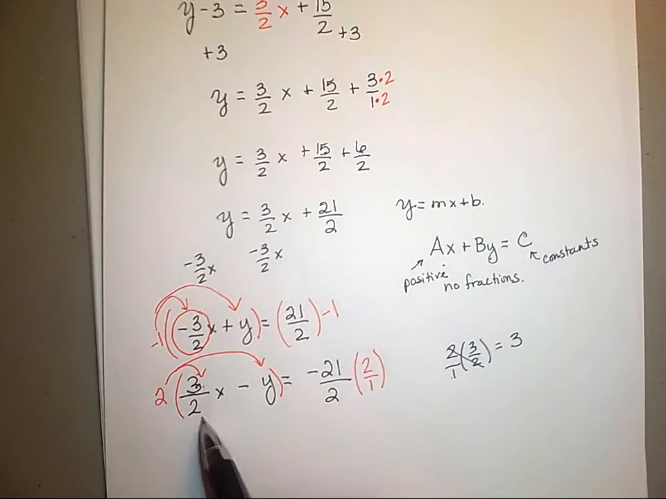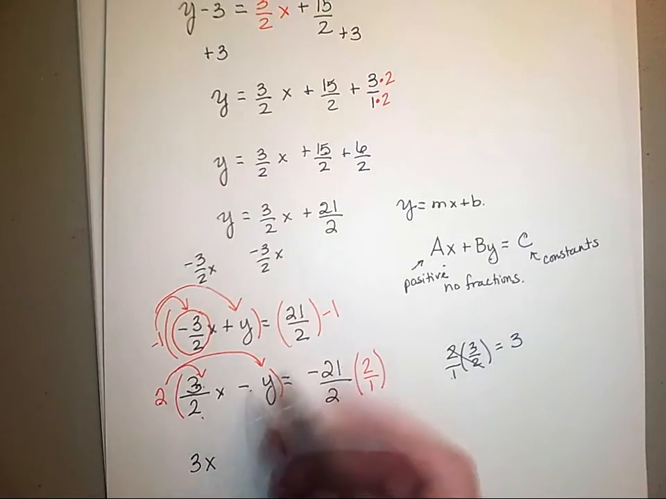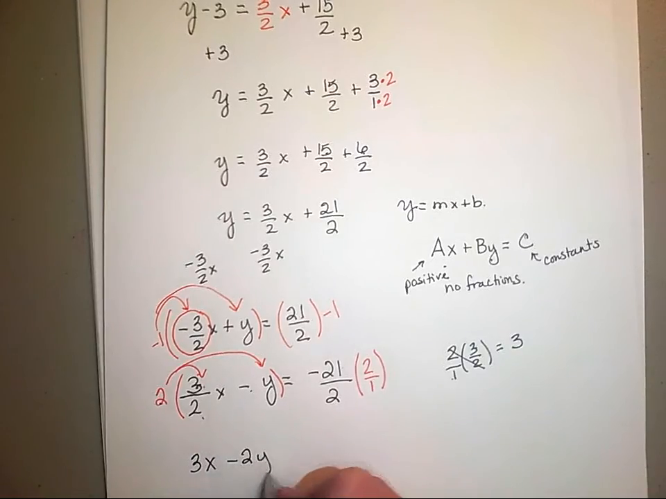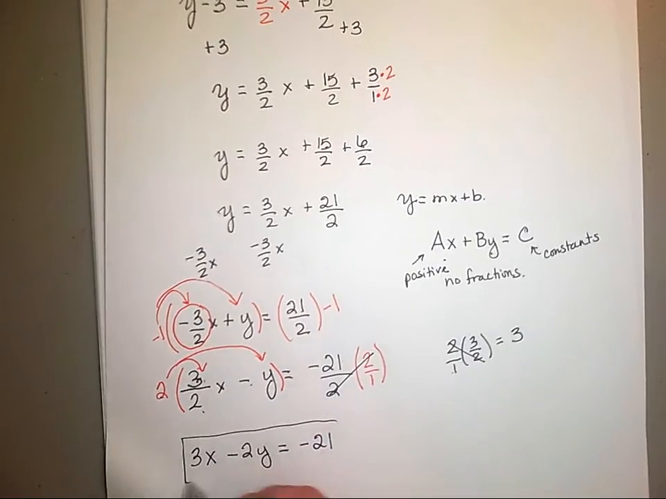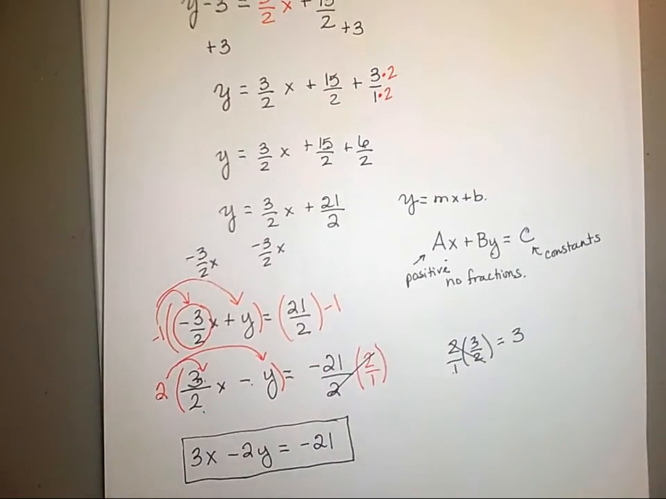Okay. So now 2 times 3 halves is just going to be 3, and the x will stay. 2 times minus y is minus 2y, and now the 2's here will cancel, and we're left with negative 21. So this is in the standard or the general form.